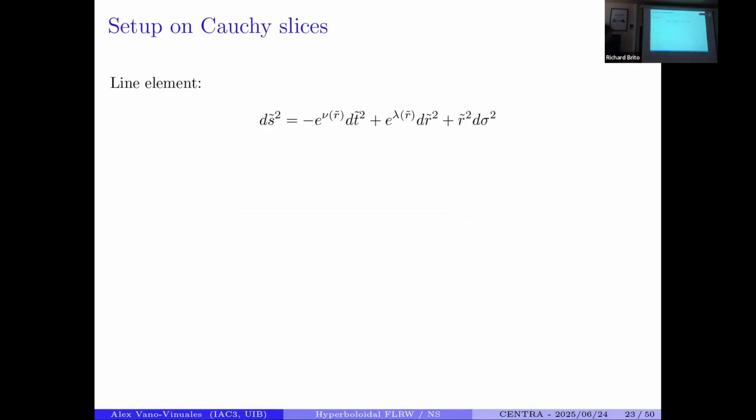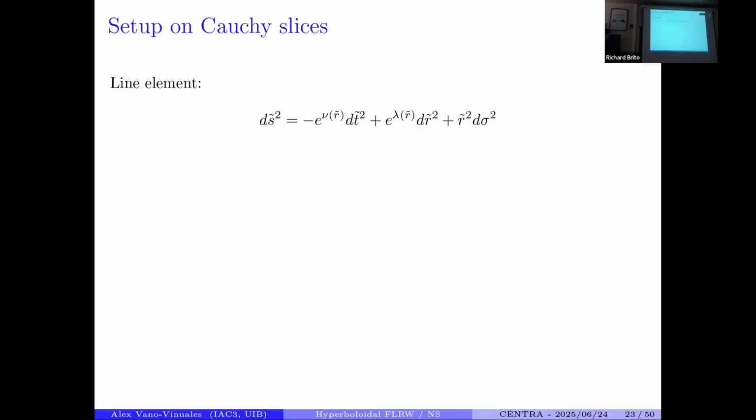Otherwise, we will not be on time. I'm going to go step by step through how you would construct initial data for a spherically symmetric, polytropic-like neutron star on a hyperboloidal slice. We start with the usual data on a Cauchy slice. This would be the ansatz for the metric for the neutron star.